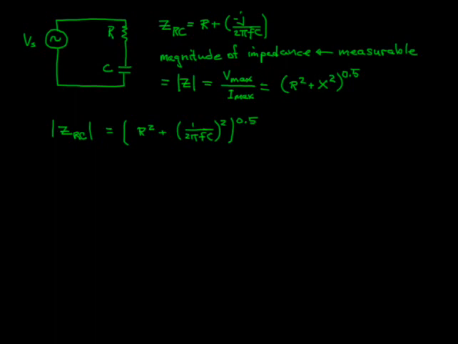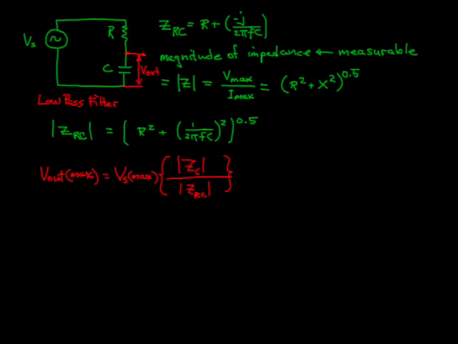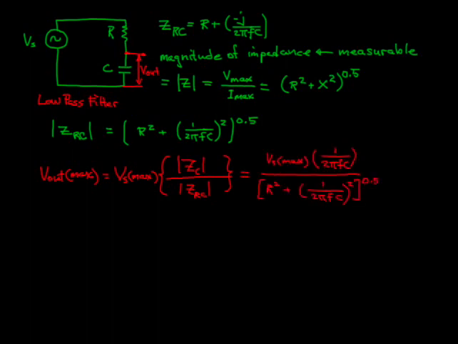Recall that we can measure the voltage across the capacitor to filter out or remove high-frequency components and pass only the low-frequency components. The output voltage at the capacitor is then the fraction of the signal voltage, and the proportionality constant is the ratio of the magnitude of the impedance for the capacitor to that for the resistor and capacitor combination. And expanding that, we get this expression.